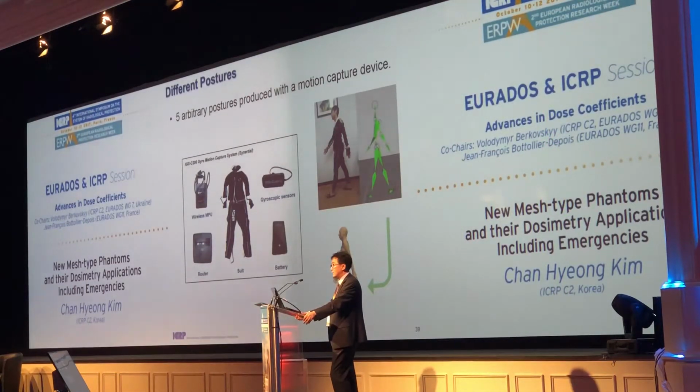And for this, we produced some phantoms with some different postures. In this case, we used some motion capture technology. Basically, one of my students took this motion capture device and took any posture, and the sensors capture his posture, and we use the information to produce phantoms. Right now, it's not a fully automated process, but we are trying to make it automated.